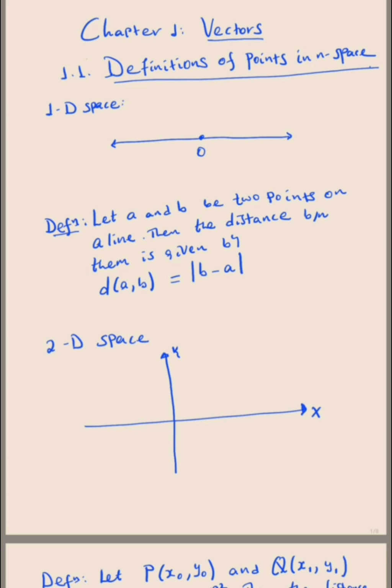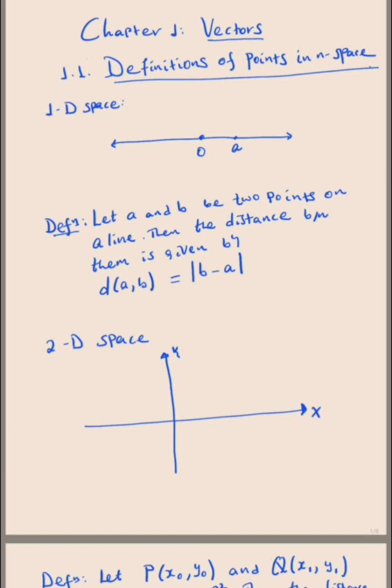For instance, one-dimensional space is isomorphic to a line, which means there is a one-to-one correspondence between a line and 1D. So in one-dimensional space, a point is just a number, which is denoted by this dot here and labeled by this one. So any point or any number on a number line is a point in one-dimensional space.